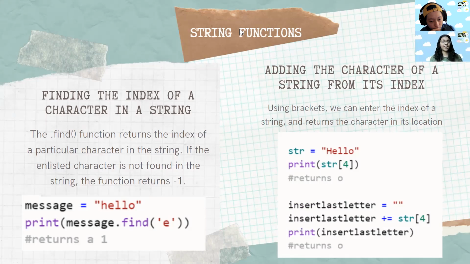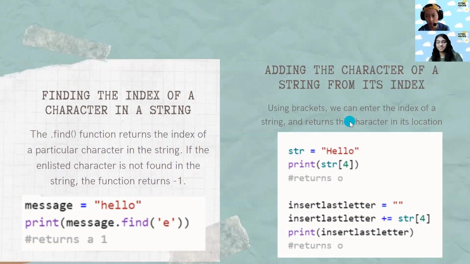So if I have a word of 5 letters, hello, then H will start from 0 and then O will end at 4. And then finally, for getting the character of a string from its index, we use brackets, and we can enter that index of the string, and that returns a character at its location. So the first one is returning that number, and the second one is returning that specific character.